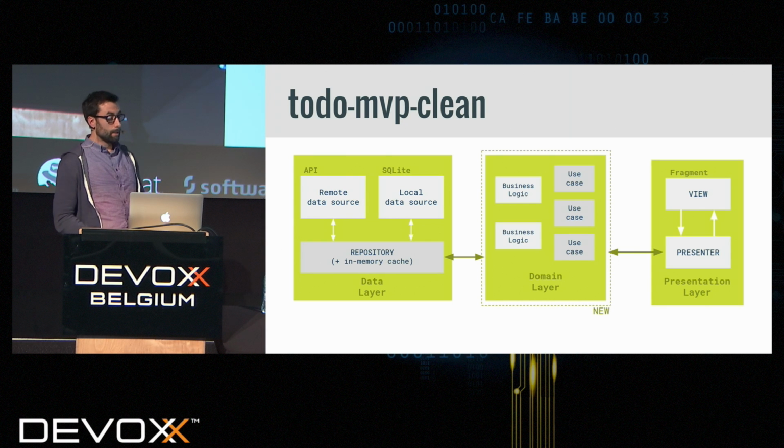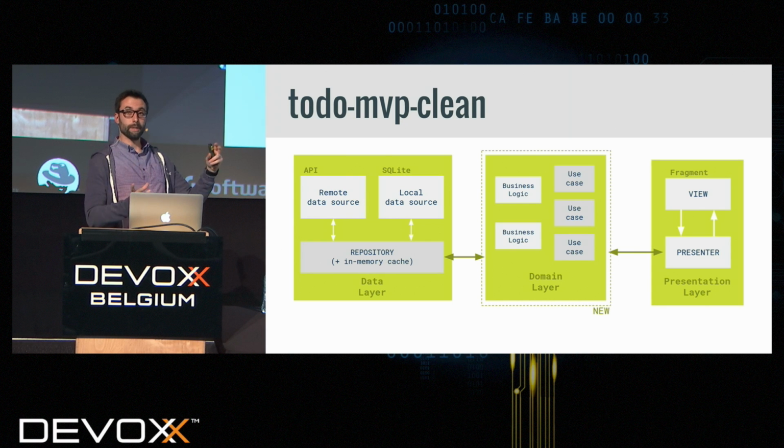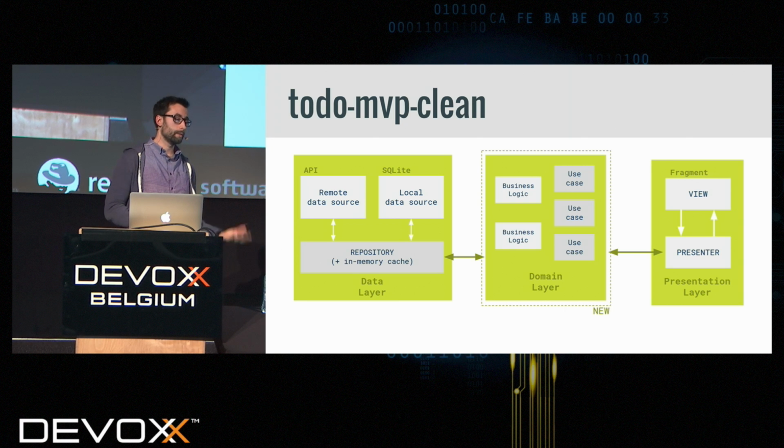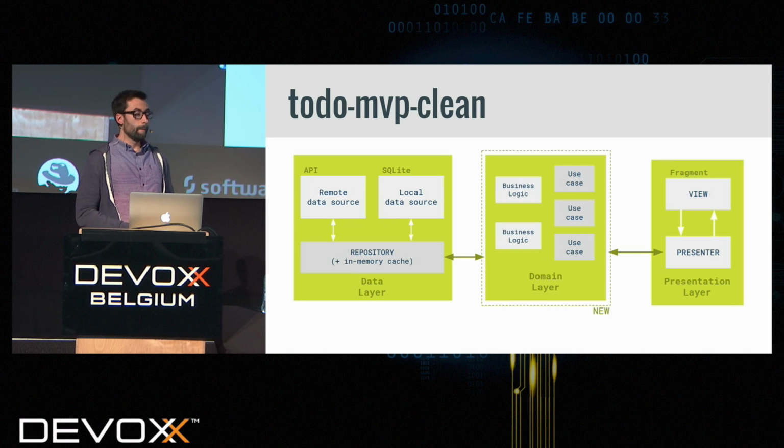Comparing with Clean, there's a new box that has appeared now. That is the domain layer. And that domain layer is the one that has use cases and has all the business logic. The approach for MVP that we followed was the passive view, which means that the views have no business logic whatsoever. They don't know anything. They don't hold any state that is related to the business. The presenter is telling, hey, view, show this message or show this list of tasks.